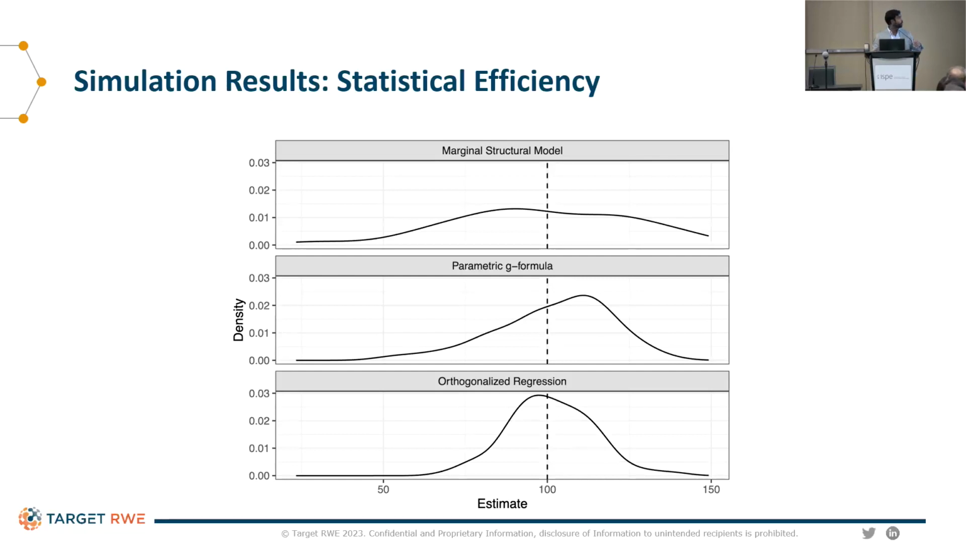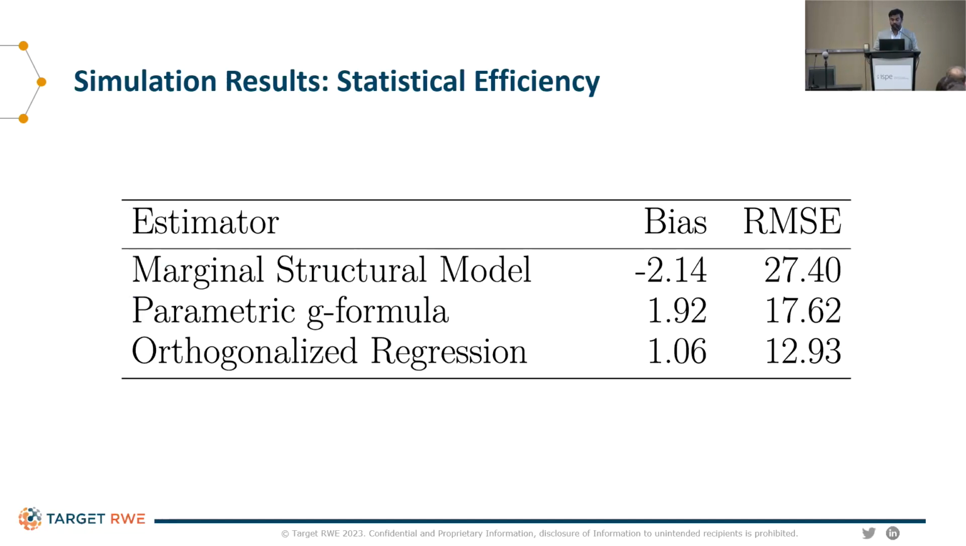And you can see our 3 estimators, marginal structural models, parametric G formula, and orthogonalized regression are all dead on, centered at 100. But you can see that the marginal structural models at the top are a bit more spread out. That's due to that variance inflation. And we can see that summarized here in that the marginal structural models have a slightly larger root mean squared error than the other 2 methods.